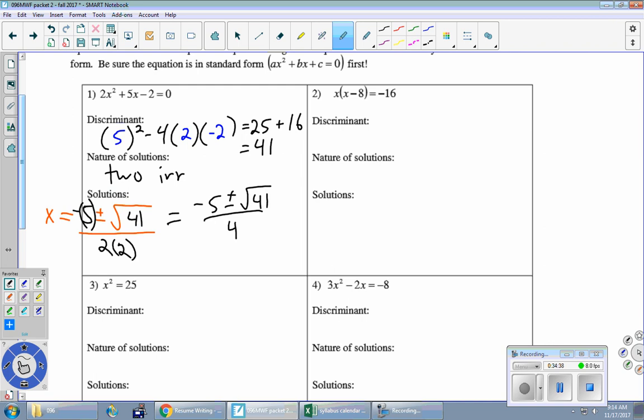Okay. All right. So go ahead and move on with this activity, starting with number 2. You got some work to do with number 2 before you even begin the discriminant. It does not look like it's in standard form just yet. So take your time there. We'll walk around.